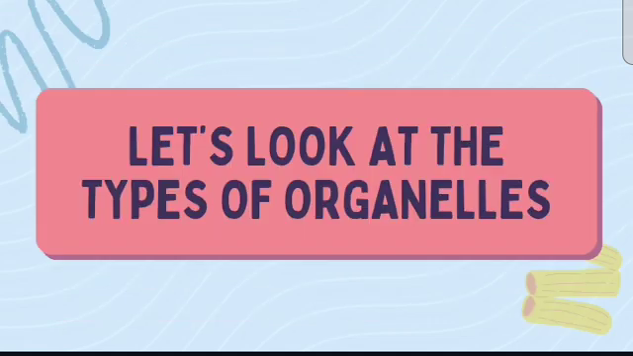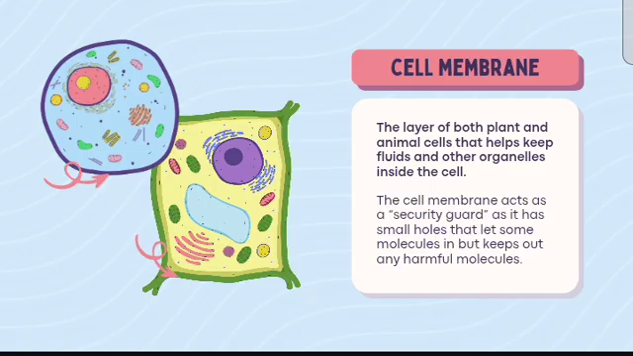Okay, let's look at the types of organelles differently. Which organelles are these? So, first organelle is cell membrane. Let's begin with the cell membrane that acts like a gatekeeper of the cell. It's a very thin, flexible layer that surrounds the cell. It controls what enters and exits. Think of it like airport security. Only passengers with valid tickets are allowed in, and waste products are sent outside.